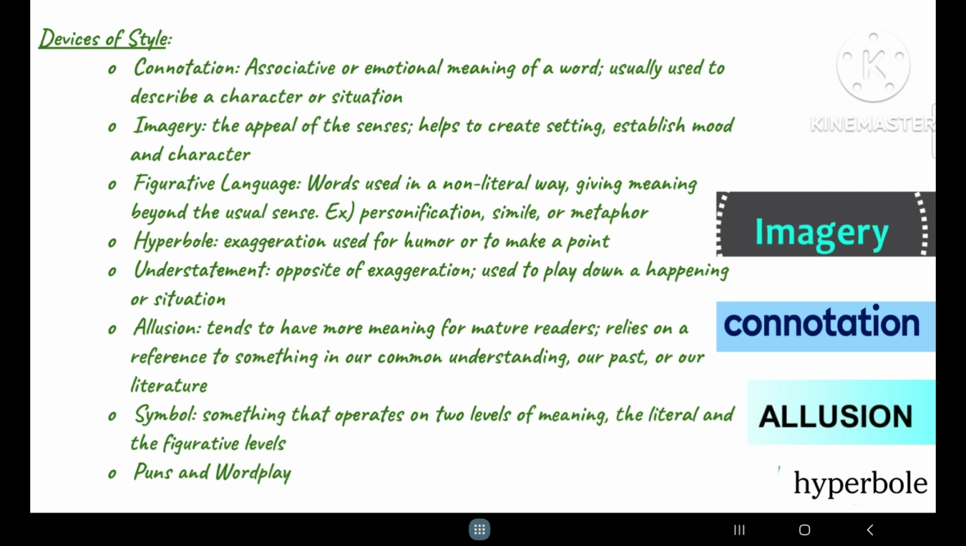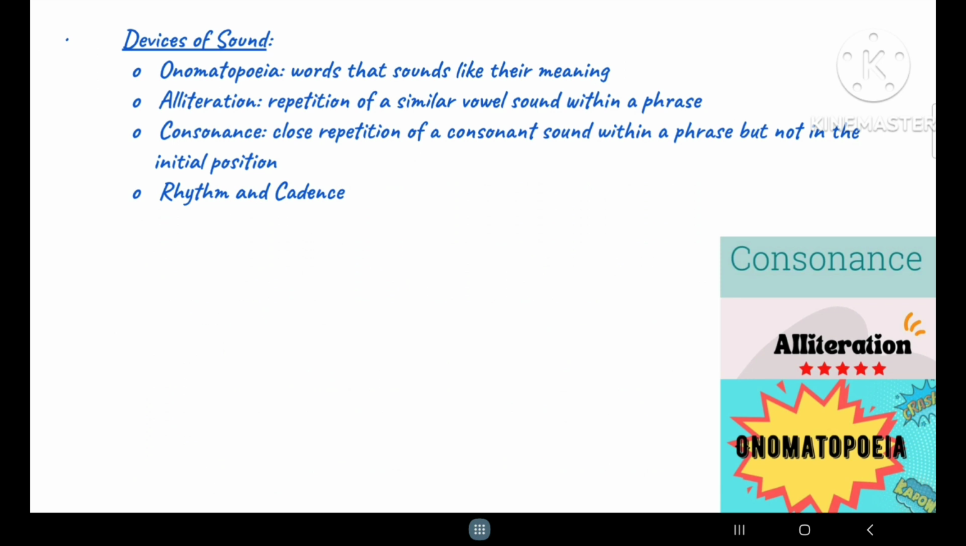Symbol. Symbol is something that operates on two levels of meaning, the literal and the figurative levels. Puns and wordplay. Now let's discuss examples of devices of sound.